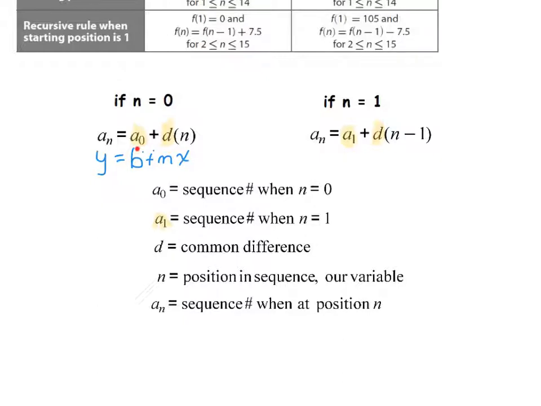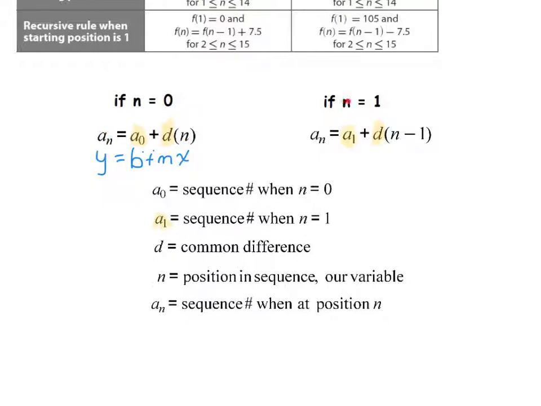So remember what b, the y-intercept, was. That was your starting point when x equals 0. Well, look how that corresponds to that starting number when n equals 0. And your common difference is your slope. It's your rate of change. And we've just changed the variables from an x to an n and a y to an a sub n.